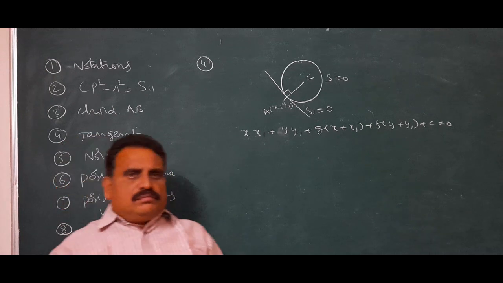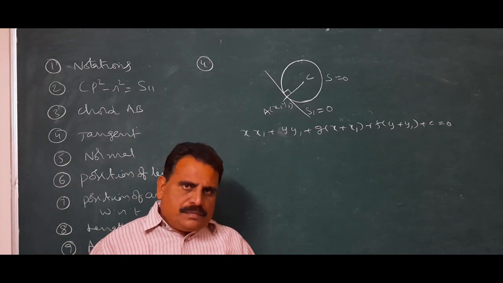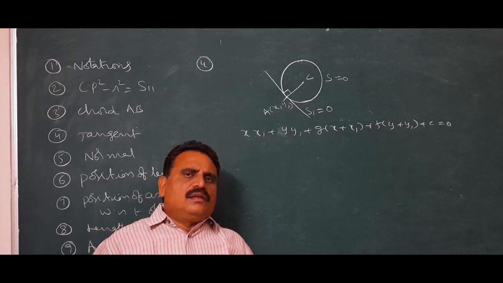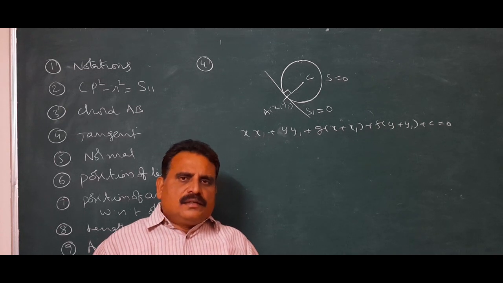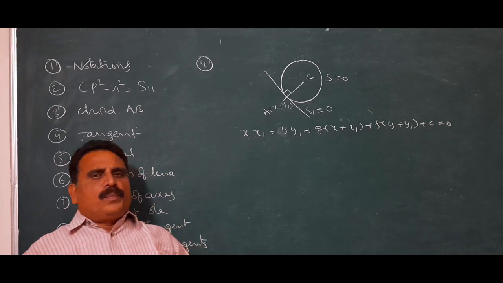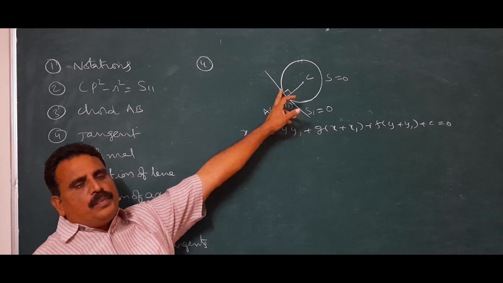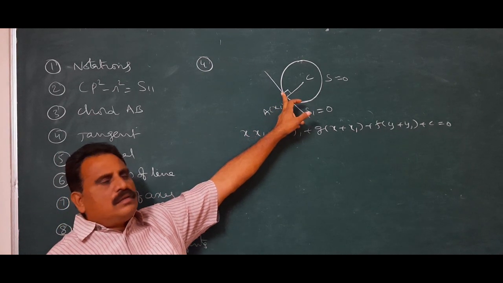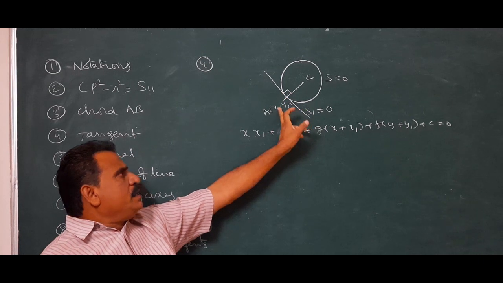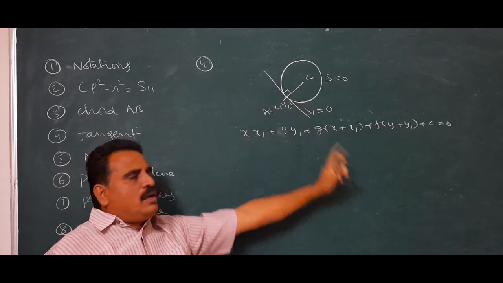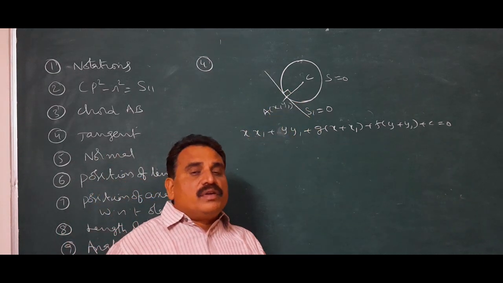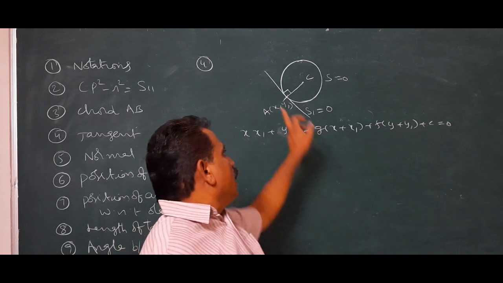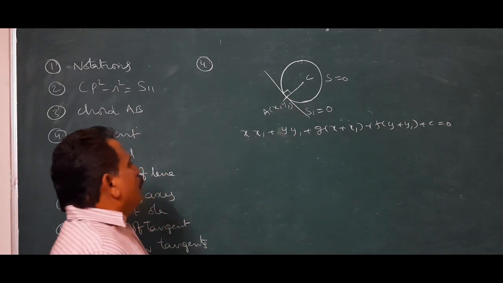There is another method, the application of the derivative concept. Differentiate the circle with respect to x and find the slope at (x1, y1). We get the slope m = dy/dx at (x1, y1). By using the point and slope, we get the line equation, which is nothing but the equation of the tangent at (x1, y1).